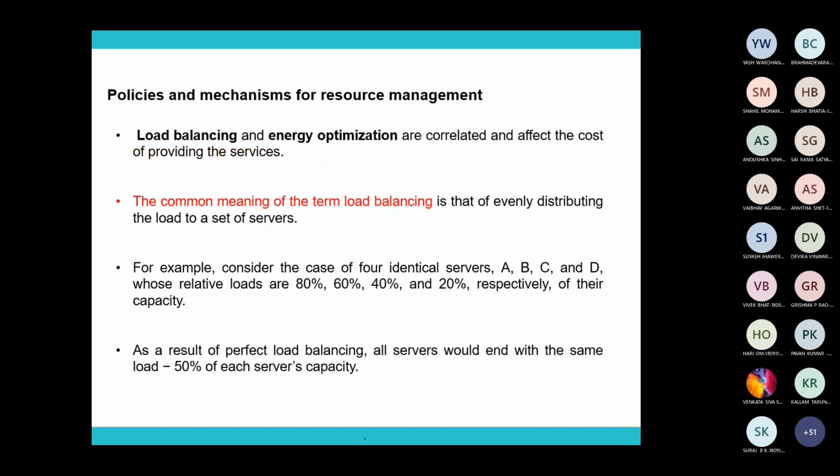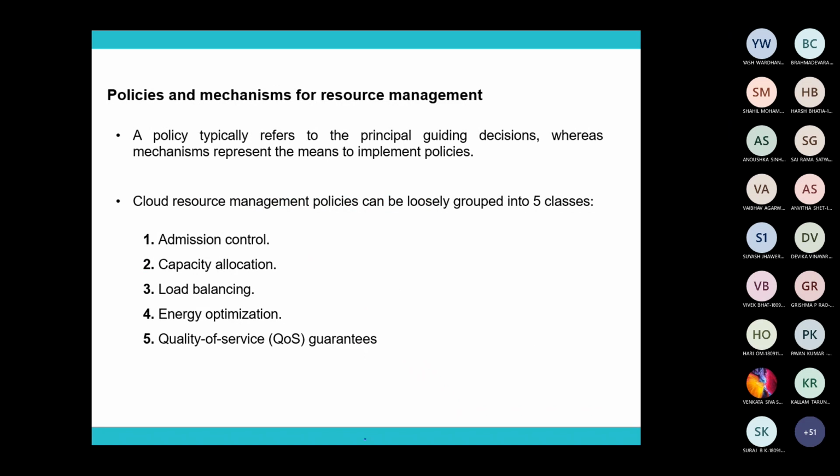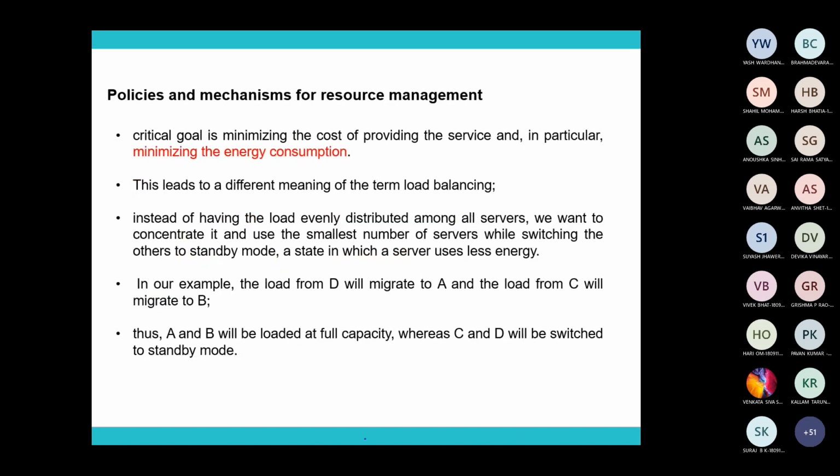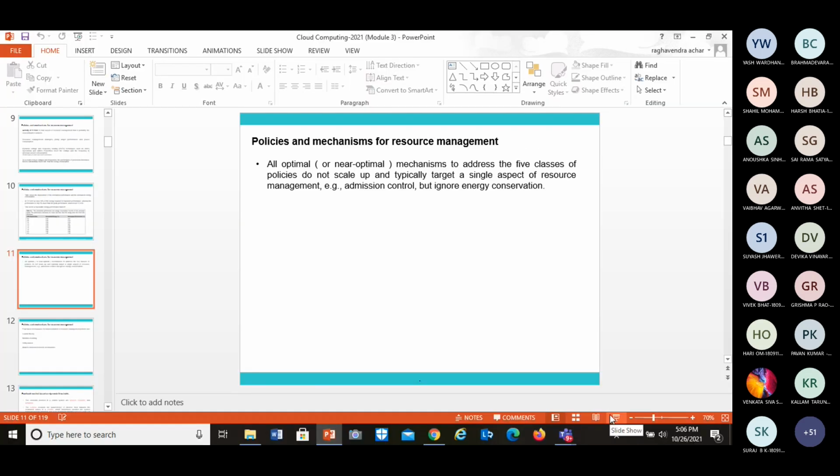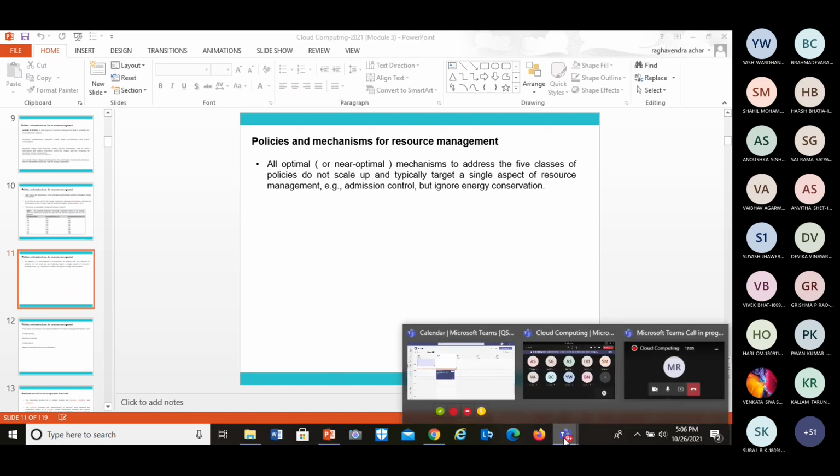the different policies. We have seen admission control, capacity allocation, load balancing, energy optimization, and quality of service. Normally when you talk about this, optimizing all is very difficult. An optimal mechanism to address all 5 classes of policies will not scale up. You have to compromise on one. You cannot get the optimal value for all. Maybe you have to find the trade-off between any two. Okay, so this is about these 5 policies. The rest we will cover in the next lecture.